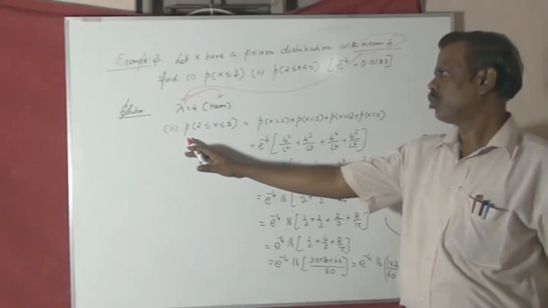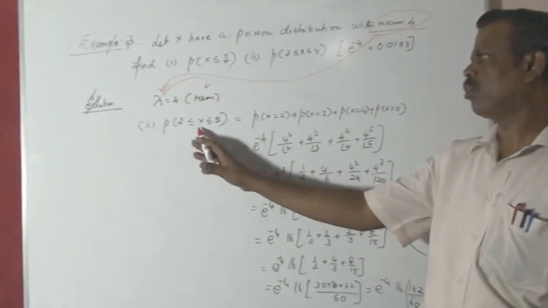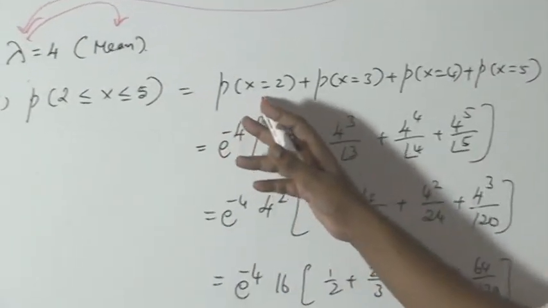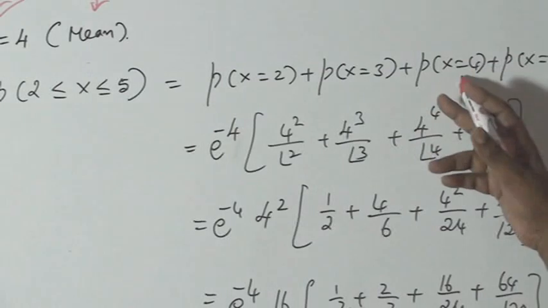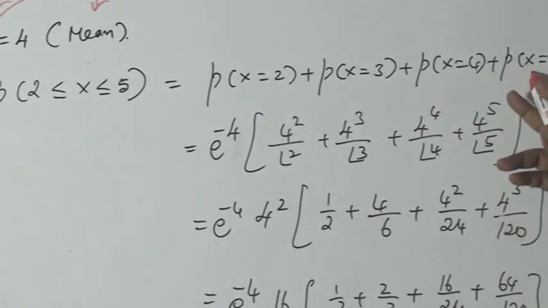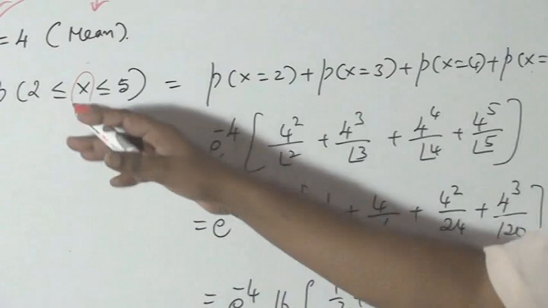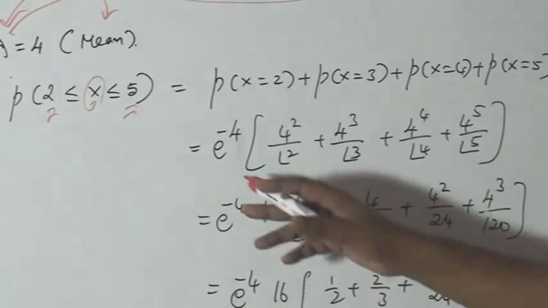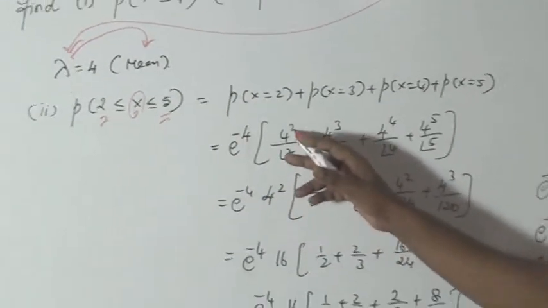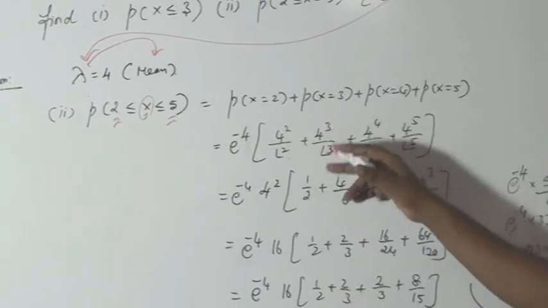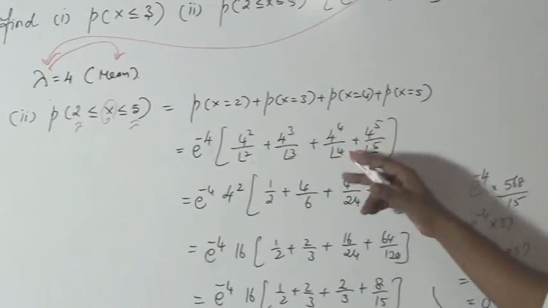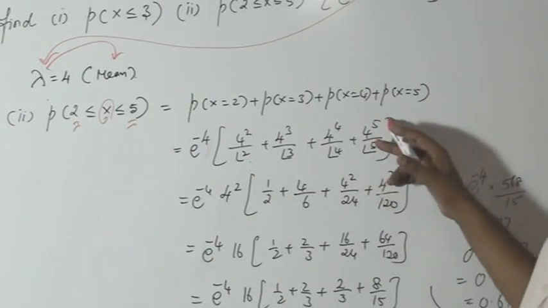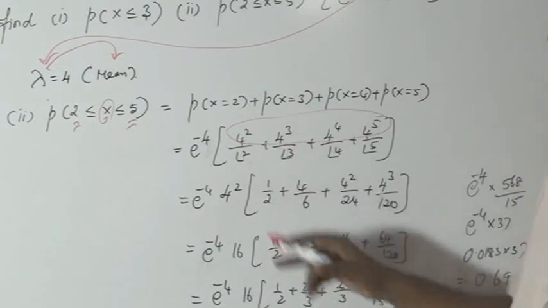Question number 2. Probability 2 less than or equal to x less than or equal to 5. That is equal to P of x is equal to 2, P of x is equal to 3, P of x is equal to 4 and P of x is equal to 5. So here x takes the value from 2 to 5 including 2 and 5. Now we can take e power minus 4 as common factor. 4 square by factorial 2, 4 cube by factorial 3, 4 power 4 by factorial 4, 4 power 5 by factorial 5.